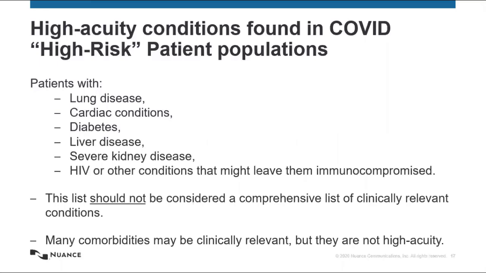Please note, this is not a comprehensive list of clinically relevant conditions. Many comorbidities, like acute bronchitis, may be clinically relevant, but they are not high acuity. So I'm not presenting a list of all possible diagnoses that can come up in these situations. I'm focusing on the high acuity ones since they affect severity of illness and risk of mortality.